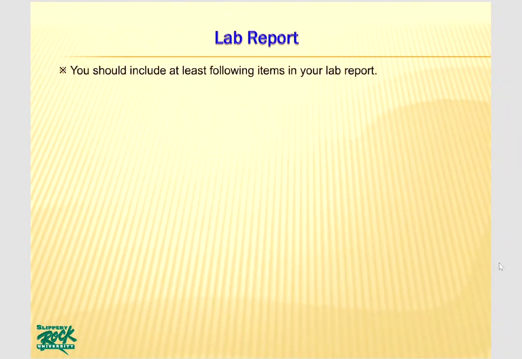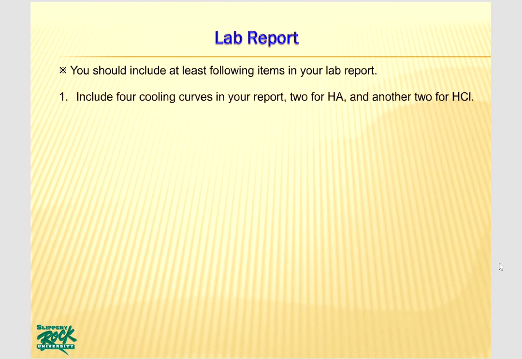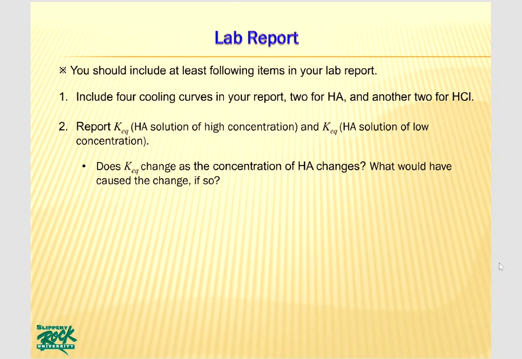I want you to include at least the following items in your lab report. Number 1. Include 4 cooling curves in your lab report. 2 for HA solutions of low and high concentrations, and another 2 for HCl solutions of low and high concentrations. Number 2. Report an equilibrium constant for HA solution of low concentration and another equilibrium constant for HA solution of high concentration. Does equilibrium constant change as the concentration of HA changes? If so, what would have caused the change?